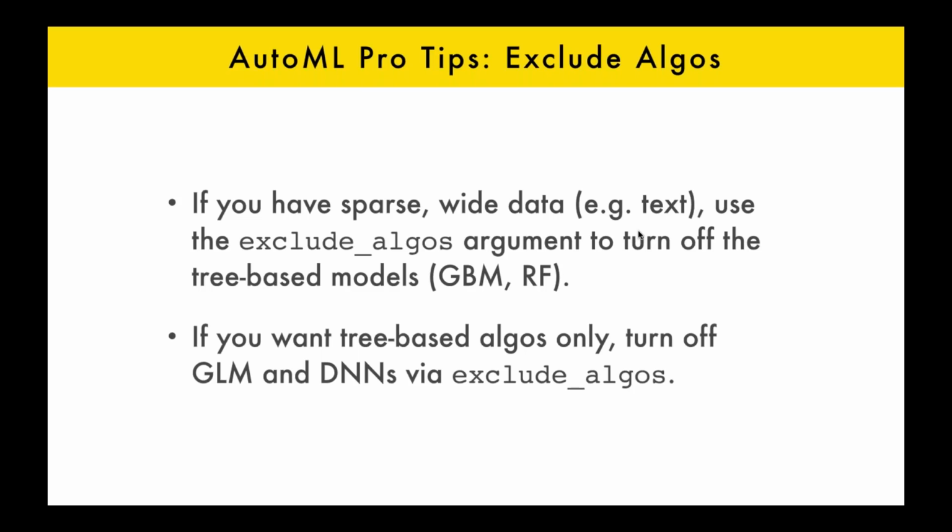Before, by default, we'll train all those algorithms because in general, you don't necessarily know what's going to work well unless you have a very specific type of data. But if you want, you can turn things off. If you hate deep neural nets and GLMs, you don't like them, you can turn those off and just get GBMs and random forests. So that's a new option that gives a little bit more control to the user.